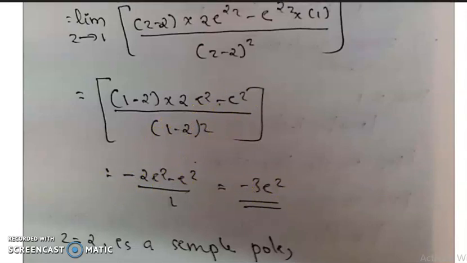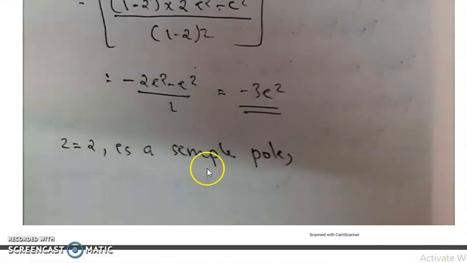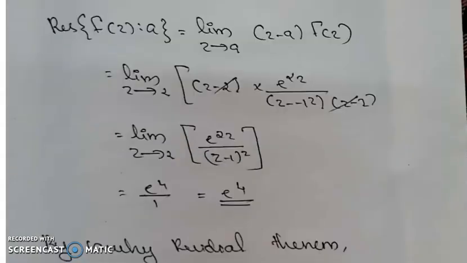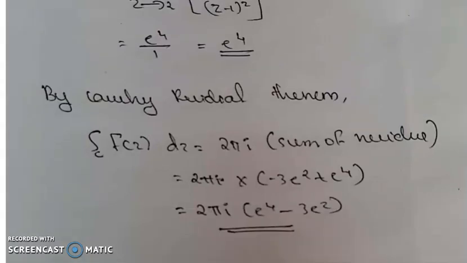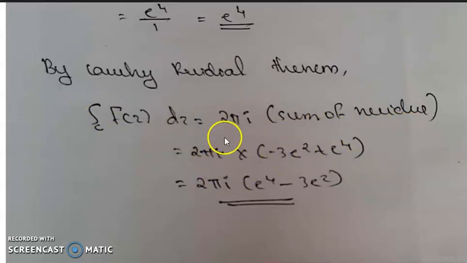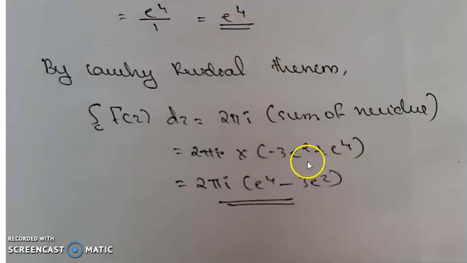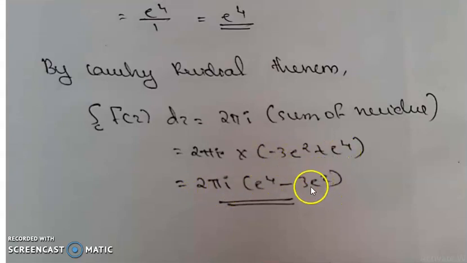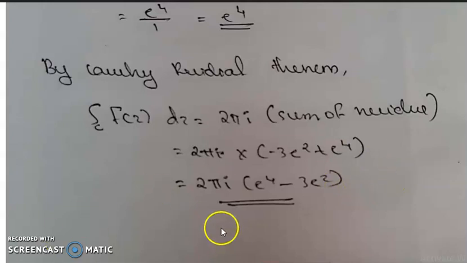Now the second root, value of z is 2, which is a simple pole. You can find the residue for that because it lies inside. You can do this on your own. You get the answer as e⁴. Now by Cauchy residue theorem, the integral over C of f(z) dz is 2πi times the sum of residues. You have to add both the residues, −3e² plus e⁴. We cannot add this further. So 2πi (e⁴ − 3e²) is the answer here. So this gives the integral value.